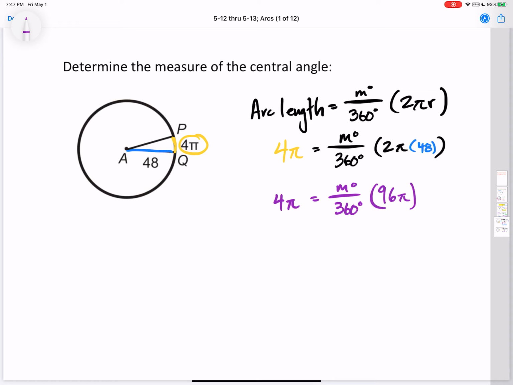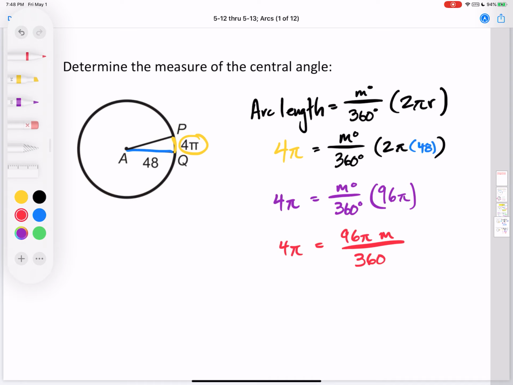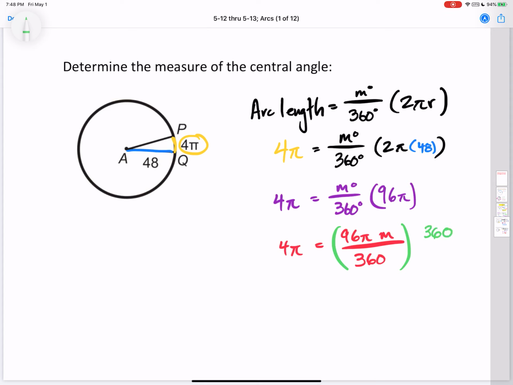If we combine those two together and rewrite this, it's really the same thing as 4 pi is equal to 96 pi m, which we're missing, over 360. So now we can get rid of that 96 pi and the 360 at the same time. It's kind of like a fraction, so I'm going to multiply both sides by the reciprocal, 360 over 96 pi.